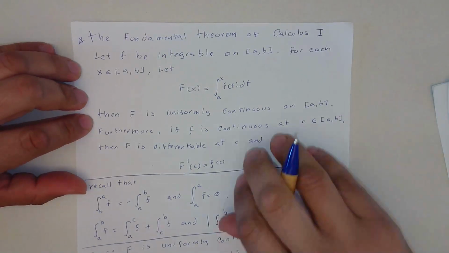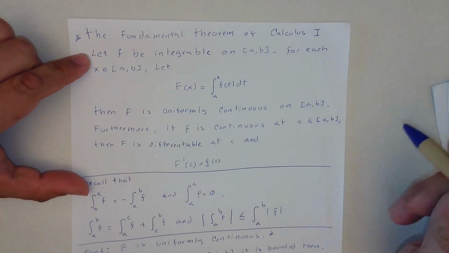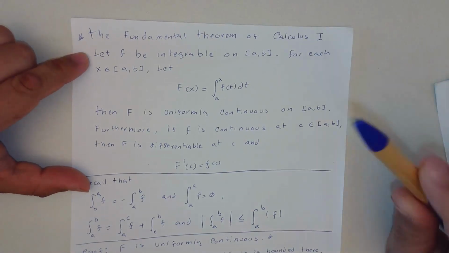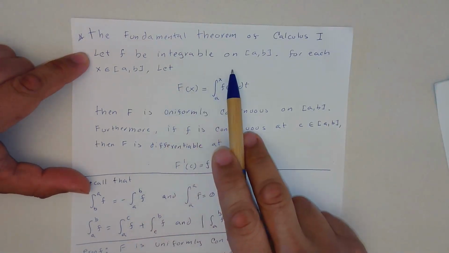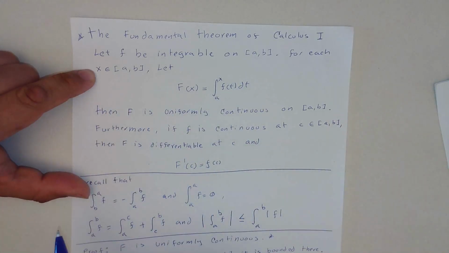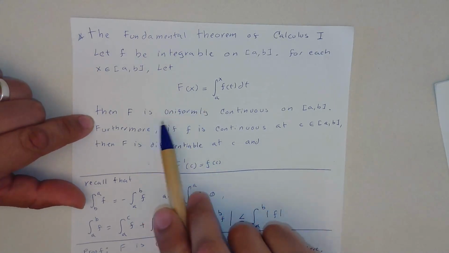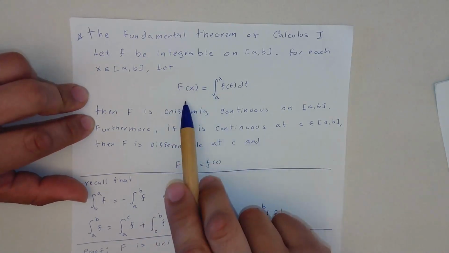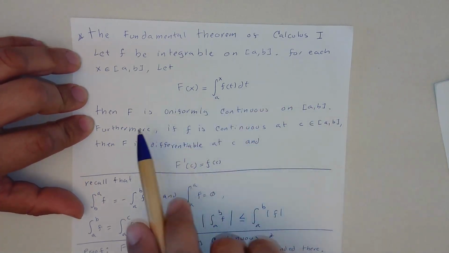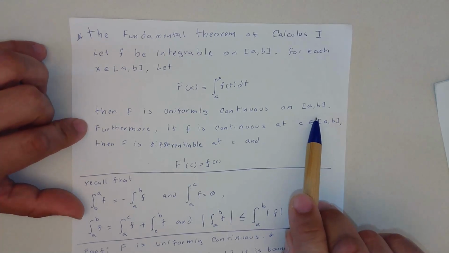Okay, the fundamental theorem of calculus actually is two theorems. So I will show the first one. The first one says: let f be integrable on [a, b], and for each x in the closed interval, define F(x) as the integral. Then, if it's integrable, I can write the integral as we have here. Then F is uniformly continuous in that closed interval.